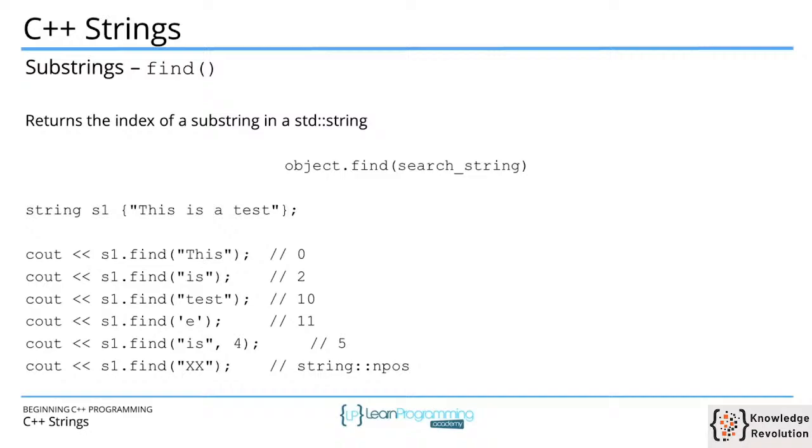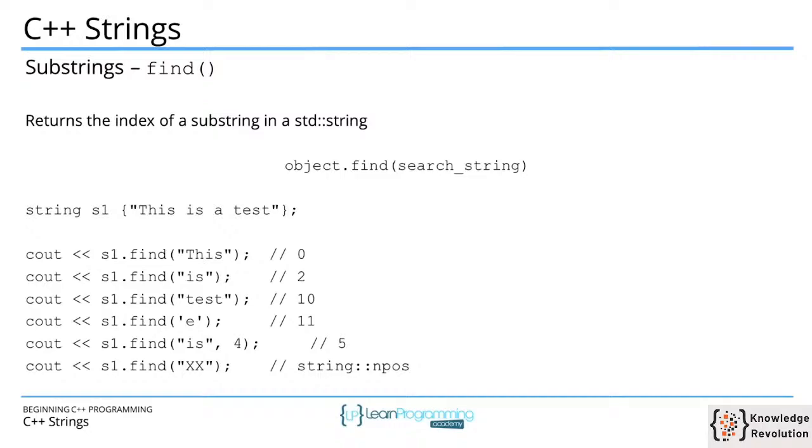In the second example, we're looking for the string is. In this case, it would return 2 since the first is starts at index 2. In the third example, we're finding the string test and we get back a 10. In the fourth example, we're searching for a single character, the lowercase e, which is found at index 11. In the fifth example, we use a variant of the method that also allows the index where you want to start the search from.